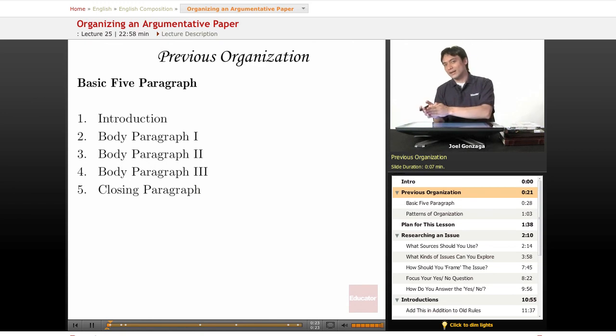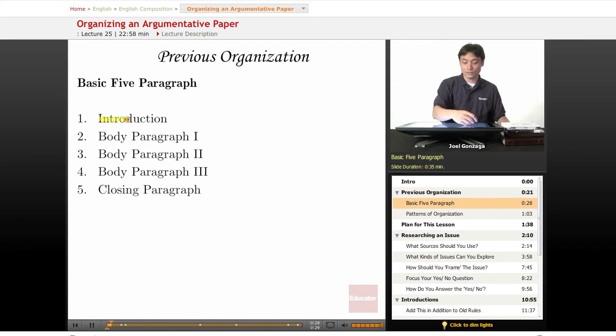Let's think back to previous patterns of organization. Well, the basic 5-paragraph one is: you've got your introduction, your body paragraph, your body paragraph, your body paragraph, 1, 2, 3, and then that closing paragraph. I used to call that the conclusion, but to avoid confusion, I'm going to call that the closing paragraph. Because remember, if we're writing an argumentative paper, our conclusion is something different than something we put in the paragraph.